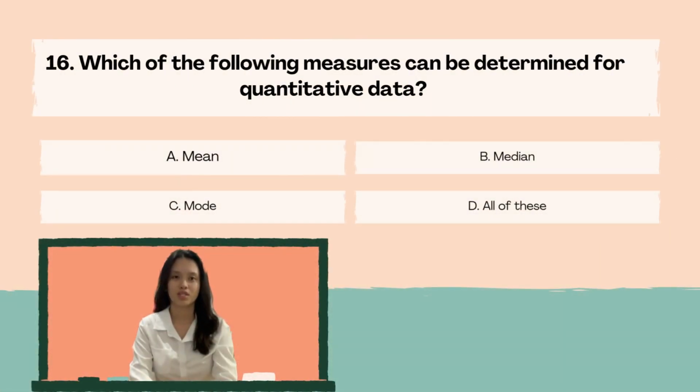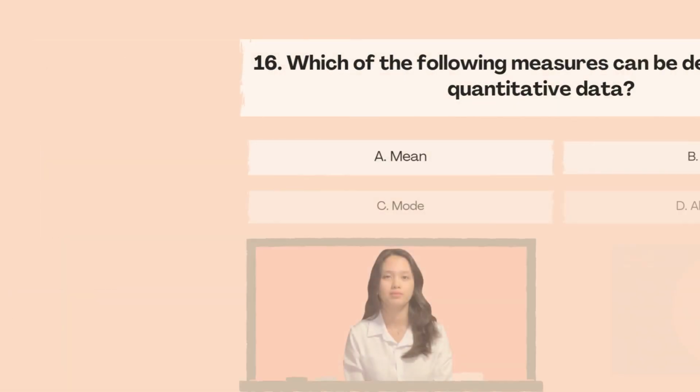For question number 16, which of the following measures can be determined for quantitative data? A. Mean, B. Median, C. Mode, D. All of this. You have 15 seconds to answer. The correct answer is D. All of this.